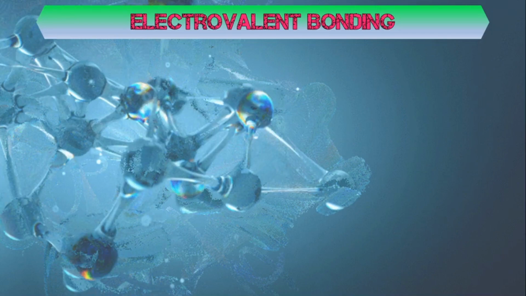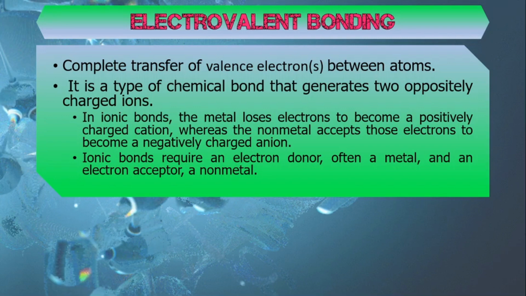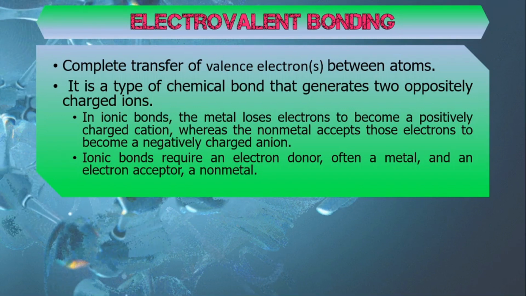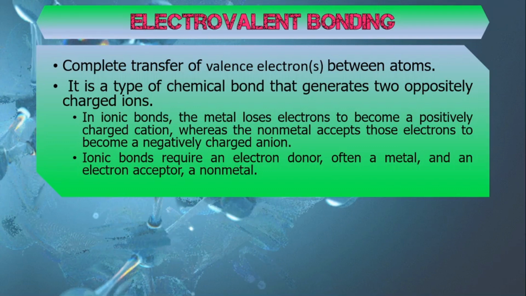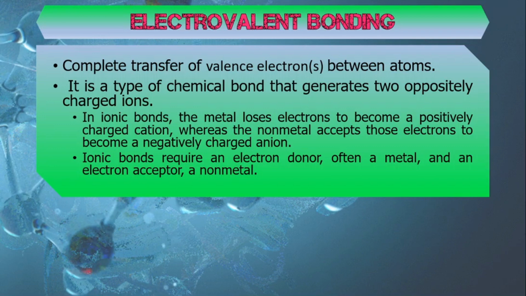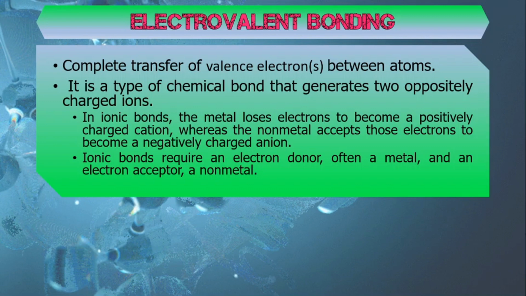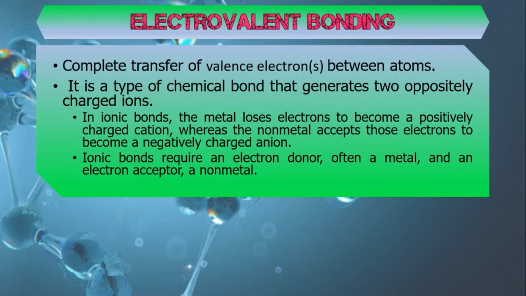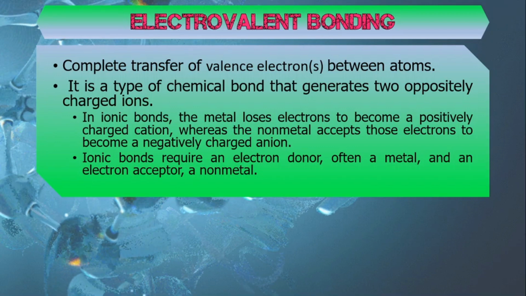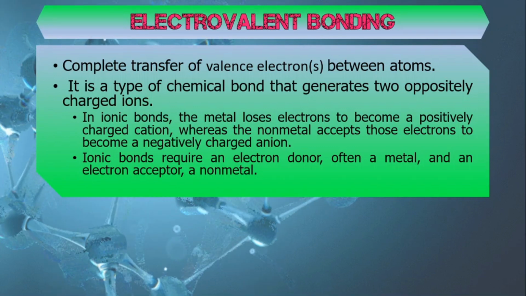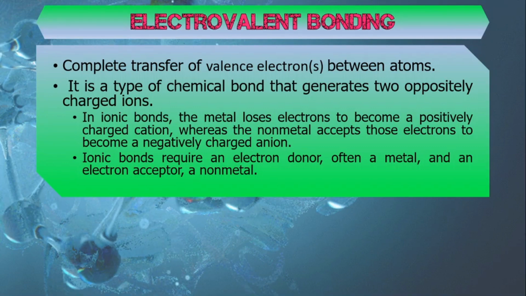Electrovalent bonding, or the ionic bonding. It is the complete transfer of electrons between atoms. It is a type of chemical bond that generates two oppositely charged ions. In ionic bond, the metal loses electrons to become a positively charged cation, whereas the nonmetal accepts those electrons to become a negatively charged ion. So, in ionic bond, the metal atoms become the positively charged cation.